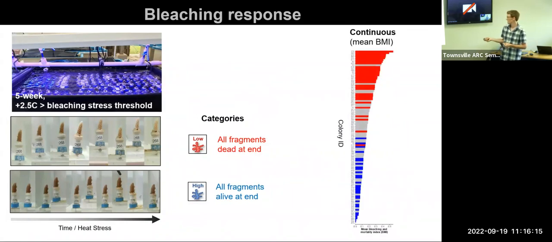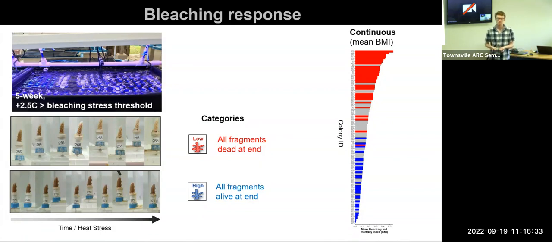And what you're looking at there in blue and red is the categories. The bars are the mean bleaching mortality index through time. So you can see that the categorical approach pretty much matches up with the index, based on the same data.